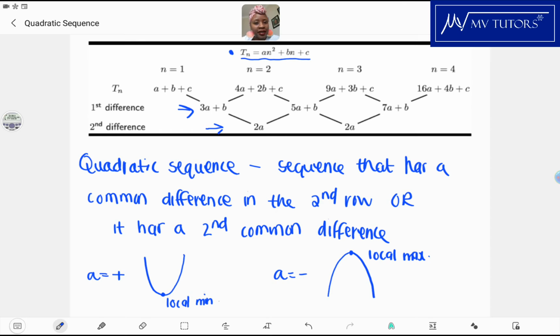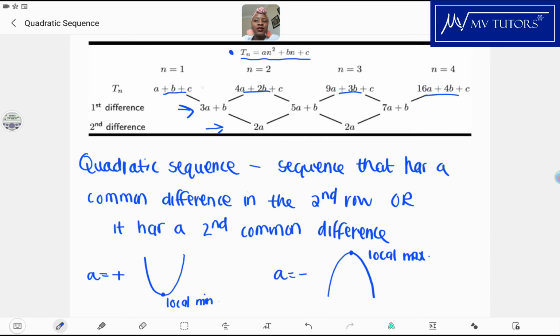And if you were to take that formula and substitute 1, you would get a plus b plus c. If you were to substitute 2, you would get 4a plus 2b plus c. If you were to substitute 3, you get 9a plus 3b plus c, and so forth. Normally when you have a quadratic sequence, they give you 4 terms.